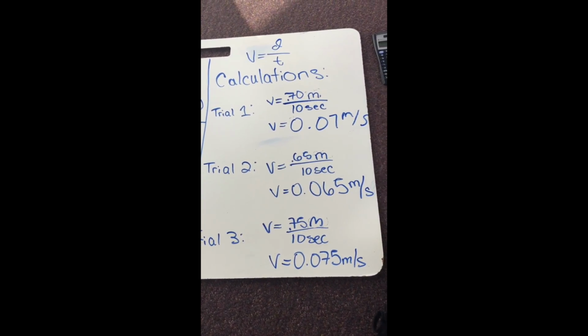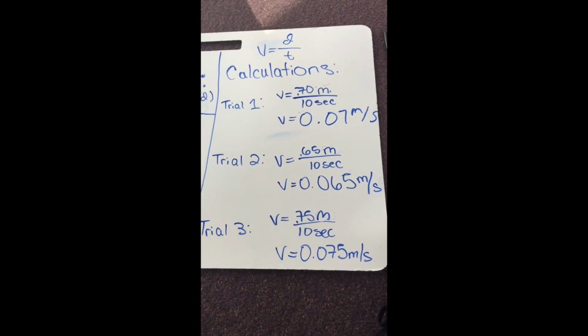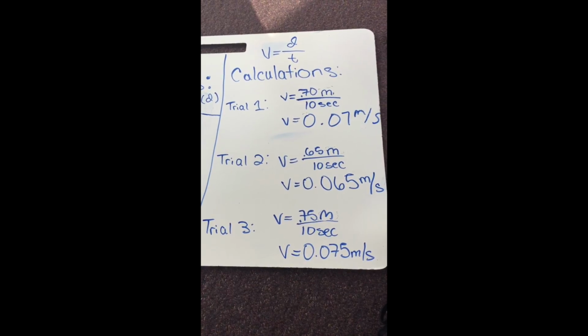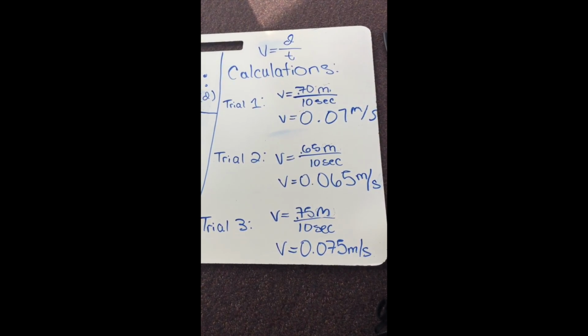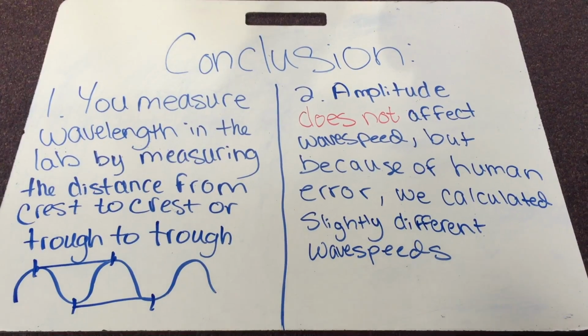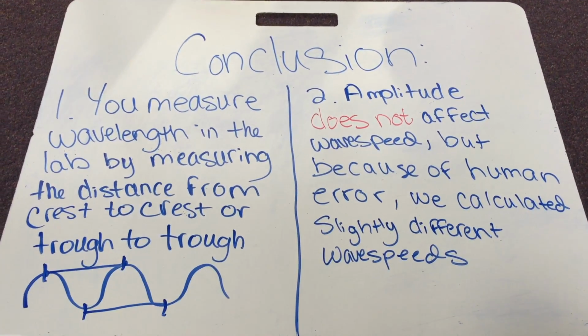So trial 1, we had 0.07 meters per second, trial 2, 0.065 meters per second, and trial 3, 0.075 meters per second. Now let's see what this data means. Let's conclude what we found out today.